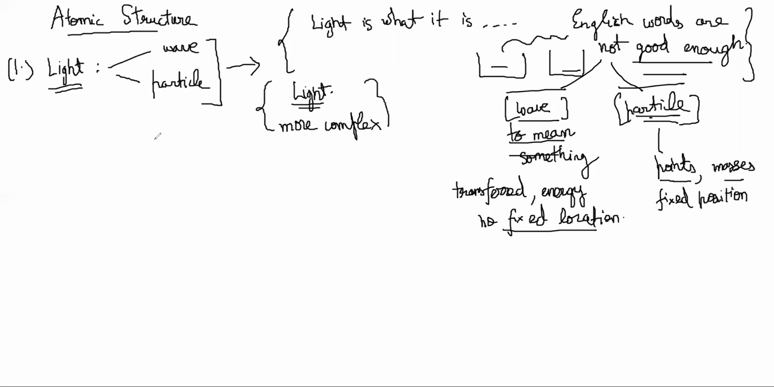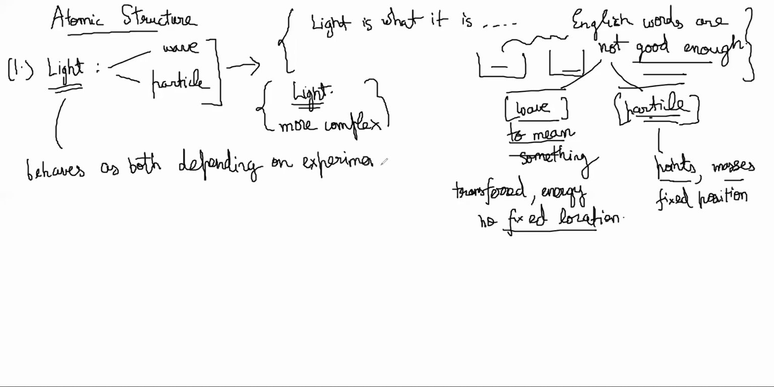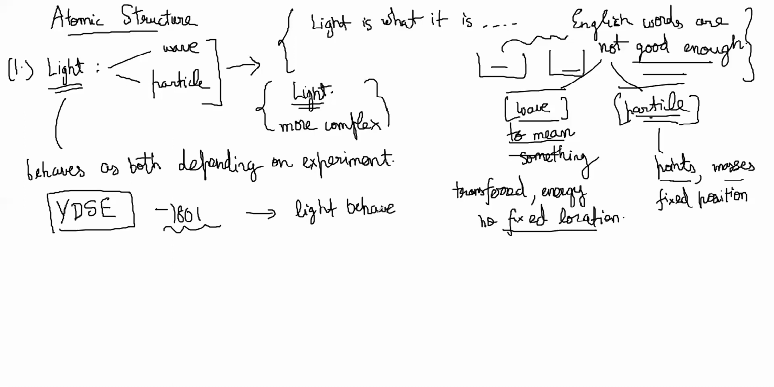So when physicists understood quantum mechanics, they figured out that light behaves as both, depending on which experiment you perform. So for example, there is something called Young's double slit experiment, which you learn in physics. Young's double slit experiment was done in 1801, which convincingly tells you that light behaves as a wave.